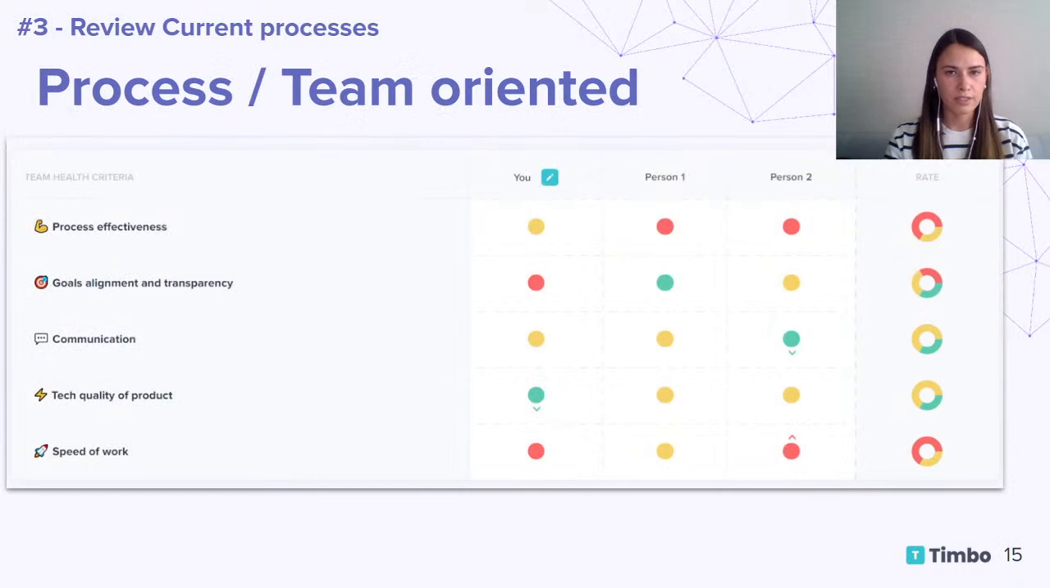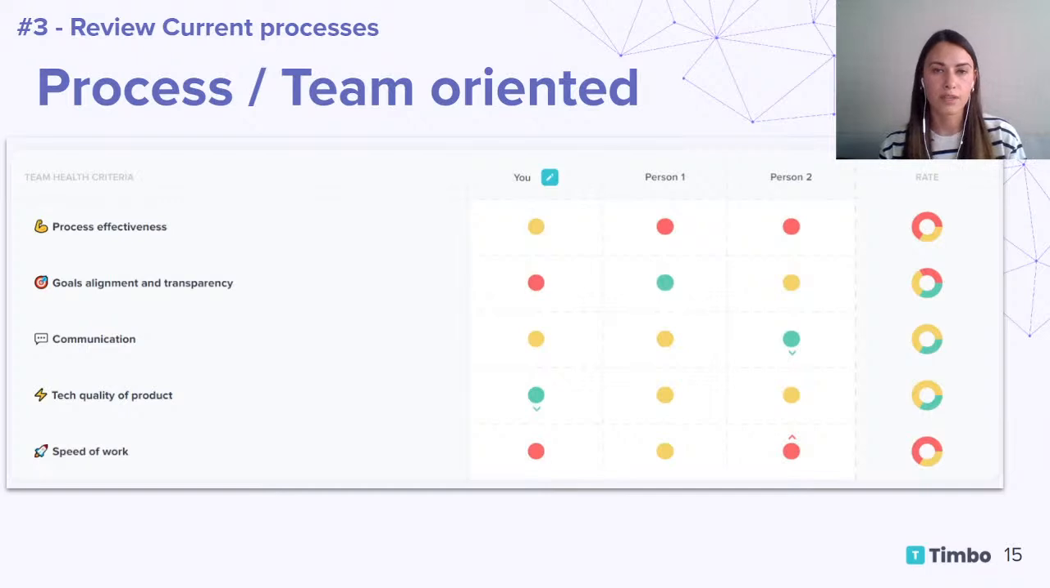We've already tried that for the start, but health check is a great one to check where the bad things in your process are. You can choose different criteria that are important for your process. It might be something else which is not on the slide, but those 5 are common: effectiveness, including speed, tech quality, communication, and goals. Those 5 will give you an understanding of where the problems might be.